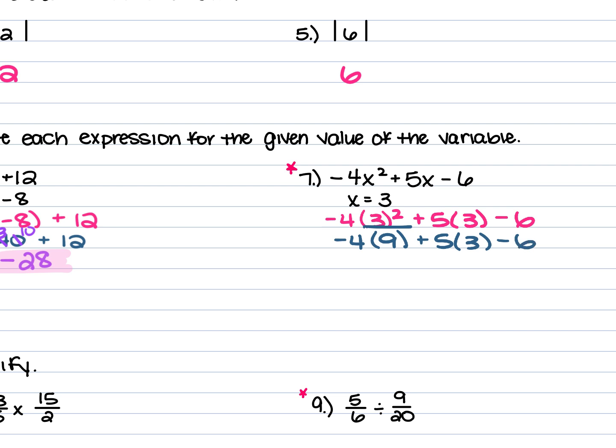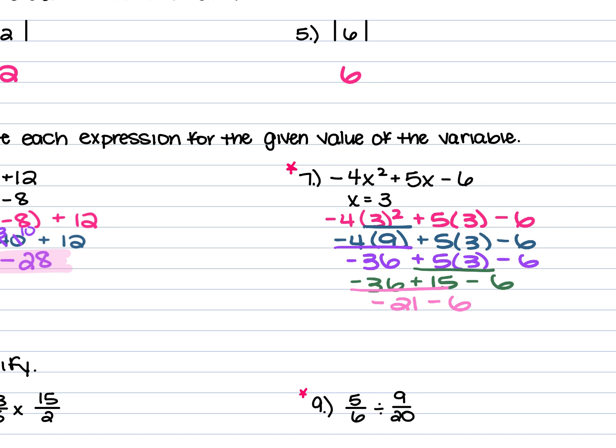Next, you're going to multiply or divide from left to right. That means the negative 4 times 9 would go first, so that would give you negative 36 plus 5 times negative 3 minus 6. Next would be the 5 times negative 3, which is negative 15. So that's negative 36 plus negative 15 minus 6. From here, combine the negative 36 and the 15. That gives you a negative 21. Remember, different signs. Keep the sign in front of the large number and subtract.